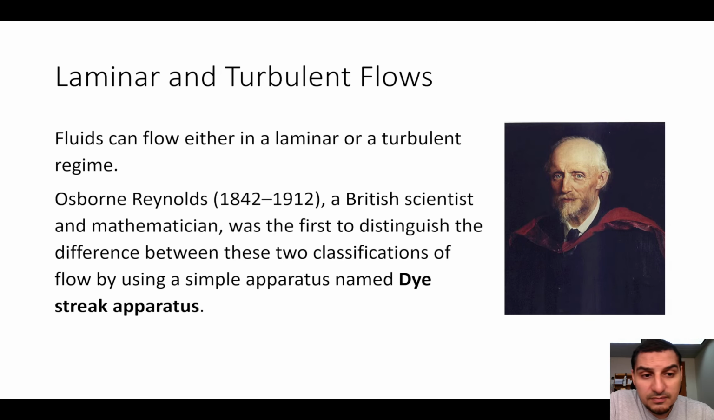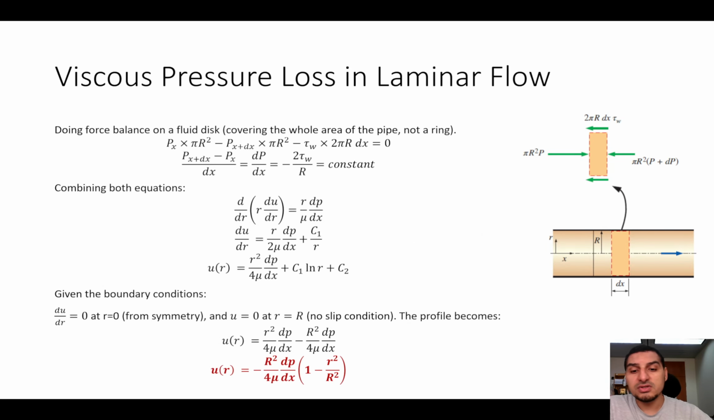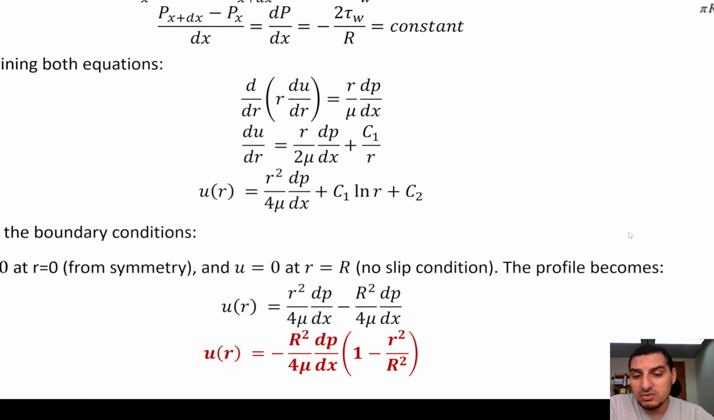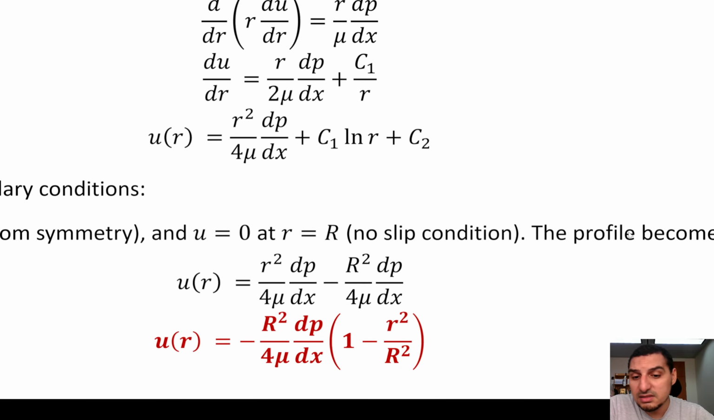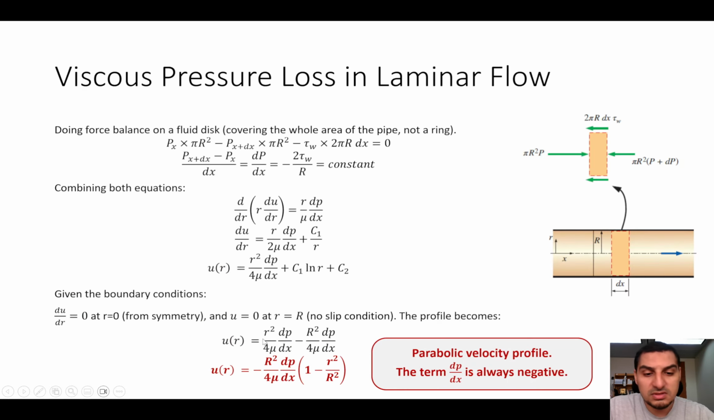If you apply these boundary conditions, we can reach the final form of the equation, and this is what we want to find at the end: the velocity at any radius can be defined as negative R squared over 4 mu times dp by dx, which is constant, times 1 minus r squared over R squared. Of course, you might think that something is wrong because the velocity is negative here, but this is not right, because the change in pressure is negative because the pressure decreases. So the final pressure minus the initial pressure is always going to be negative. So this is negative multiplied by negative, so it's going to be positive.